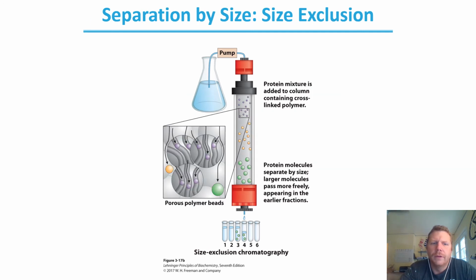Size exclusion chromatography, also known as gel filtration chromatography. This is also kind of simple to understand. This is a chromatography technique where you're separating based on size. And it's as simple as the largest proteins elute first.